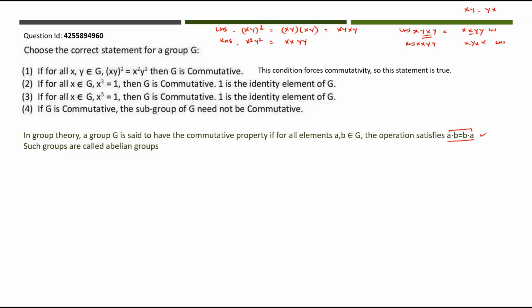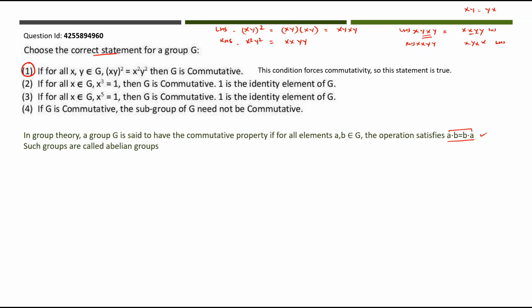This condition forces commutativity and so we mark this statement to be true. Without looking at the other three options, we can just mark option number 1 as the right answer because they are asking for the correct statement with regard to this particular group. Now we will go for the fourth statement and find what is wrong.